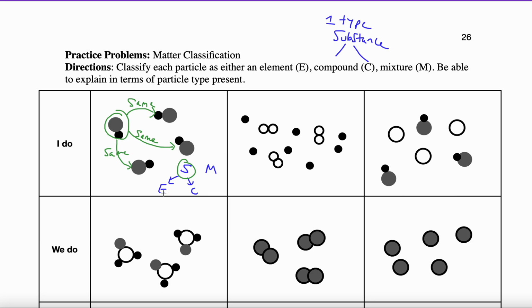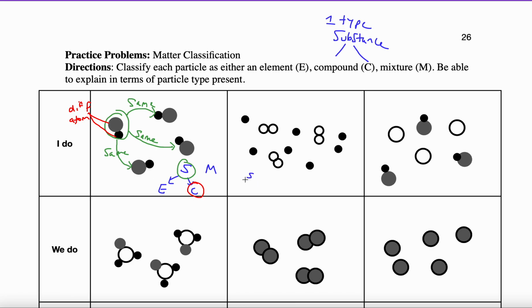Now what I need to do is determine this substance, is it an element or is it a compound? So I take a look at the atoms that are present in this particle. Big gray one, small black one. So the one particle is made up of different atoms. And because it's made up of different atoms in a 1-to-1 ratio, the best thing to classify this as is a compound. So I'm going to work through the next example the same way.